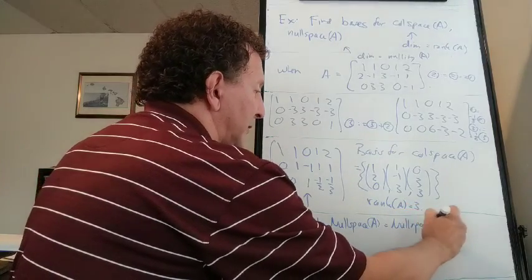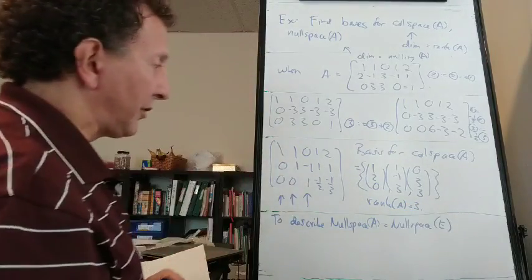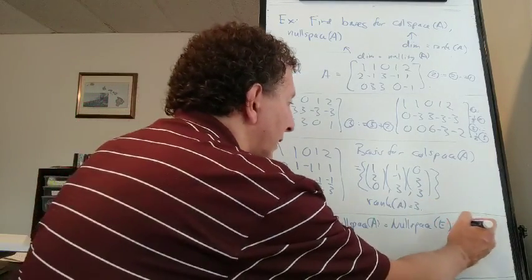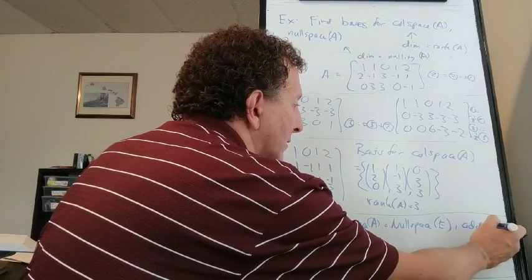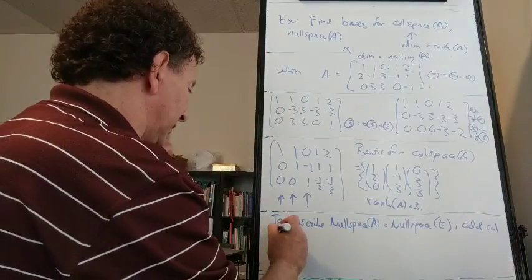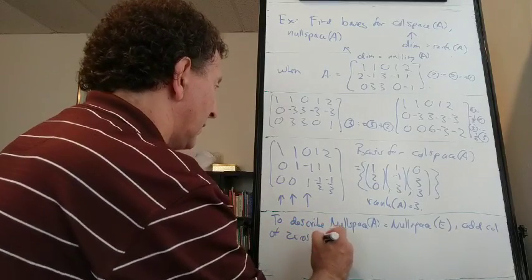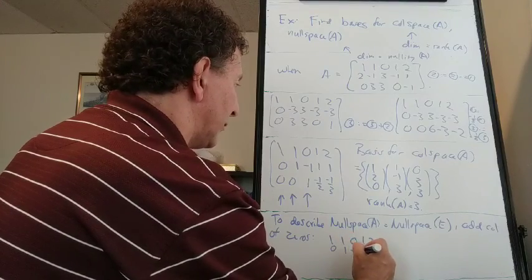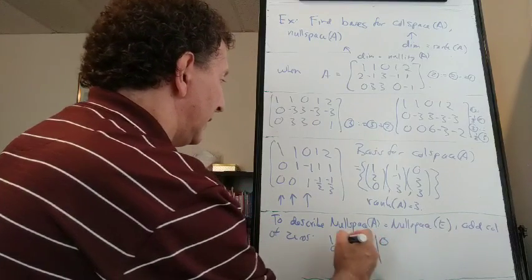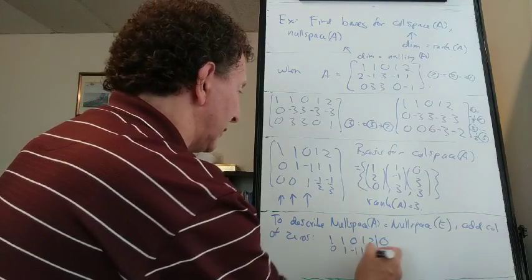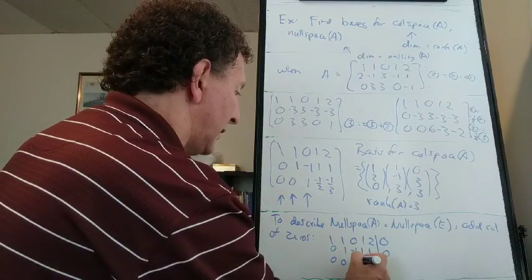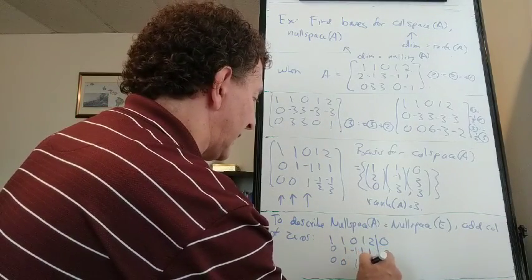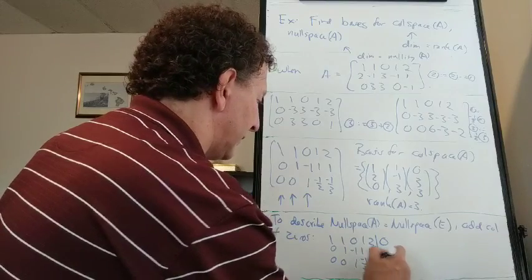The null space of A is equal to the null space of E. All the solutions to this matrix X equals 0. So we'll add a column of zeros. So we have 1, 1, 0, 1, 2, 0, 1, negative 1, well, 0, 0, 1, negative 1, 1, 1, 0, and 0, 0, 1, negative 1/2, negative 1/3, 0.